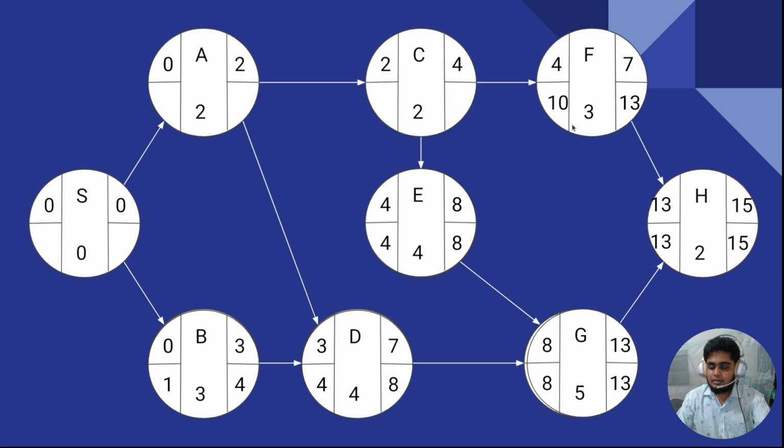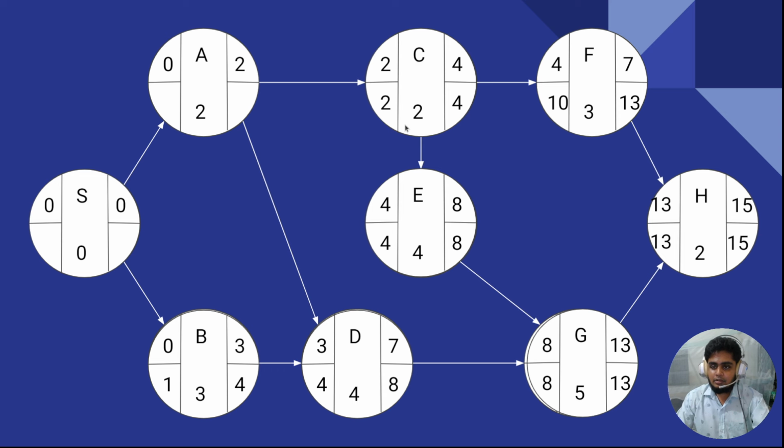The latest starting times are 4 and 10. So what is the minimum of the latest starting times? Basically E's value, 4, is the minimum of those values. So the latest finish time for activity C will be 4, because of 10 and 4, the minimum one is 4. The latest starting time of activity C is 4 minus 2 is equal to 2. So 2 is the latest starting time of activity C.